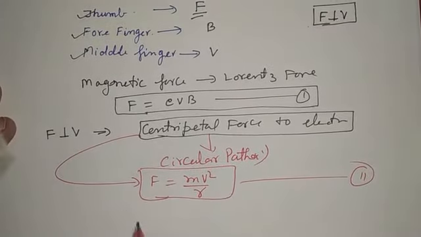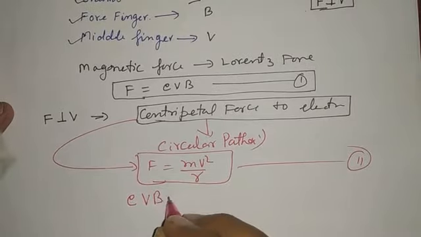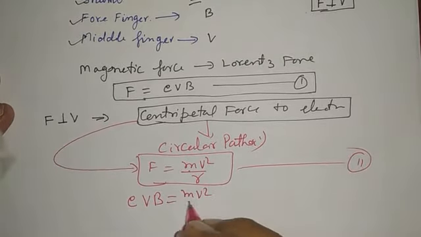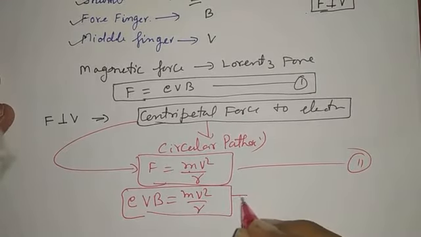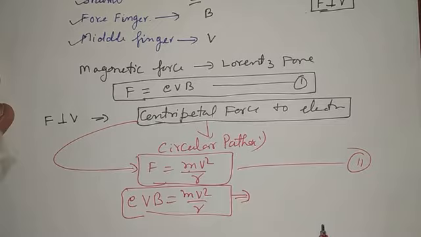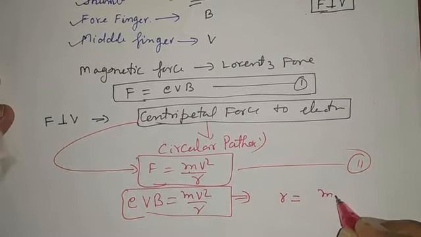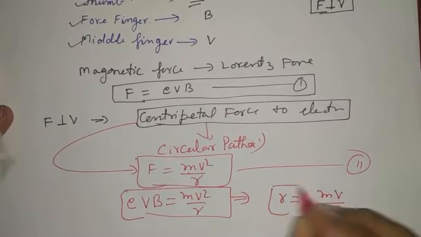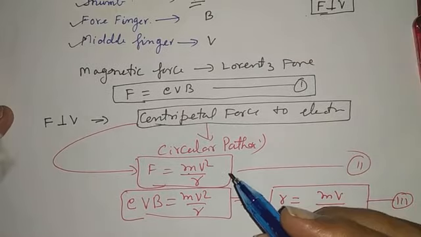So one may write the Lorentz force, that is EVB, is equal to the centripetal force, which is mv square by r, right? When we solve for r, it is mv by EB. This is represented by equation number 3.